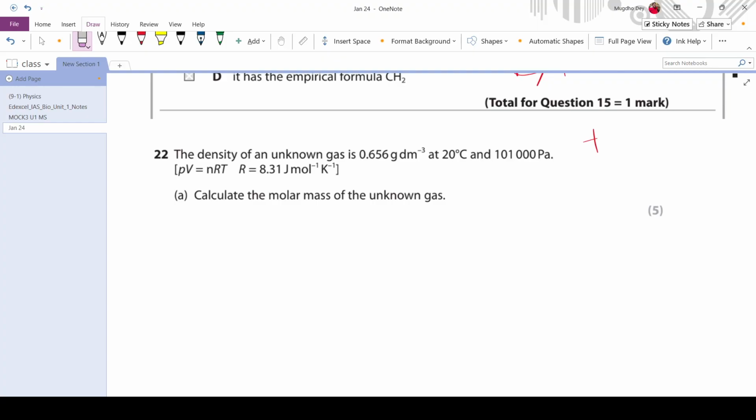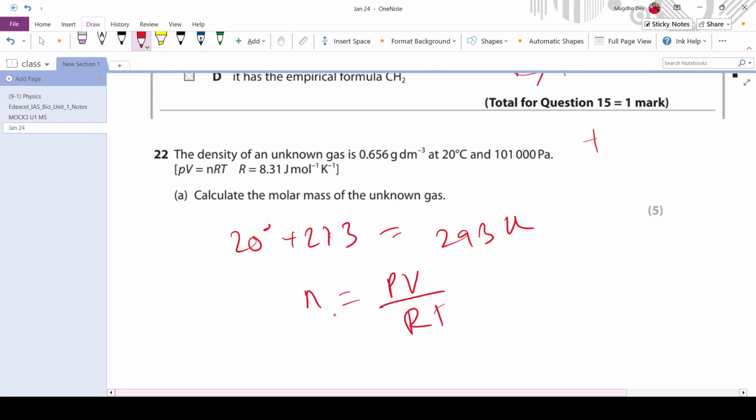Gram per dm cube is provided. So we need to convert the dm cube to meter cube. Like I said, in the PV is equal to nRT formula, you need to convert everything to SI units, isn't it? So meter cube you need to convert, and you also need to convert 20 degrees Celsius into Kelvin. So 20 plus 273, 293 Kelvin, done. Then let's rearrange the ideal gas equation, PV is equal to nRT. We need to find the number of moles. Done. Anything else that we need to see?